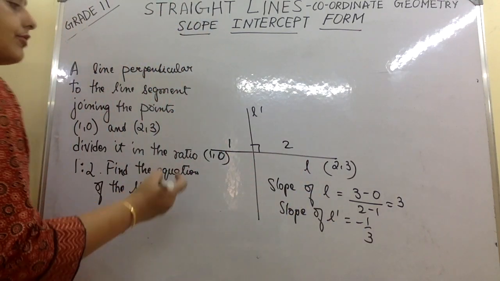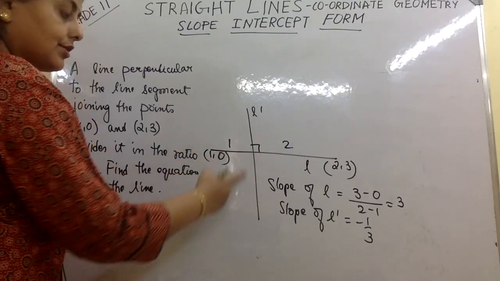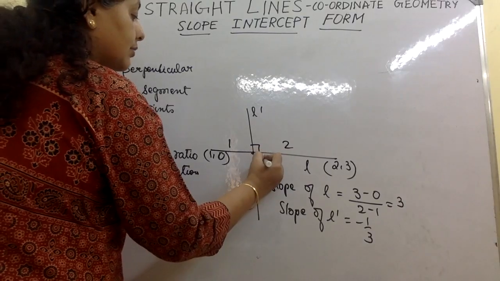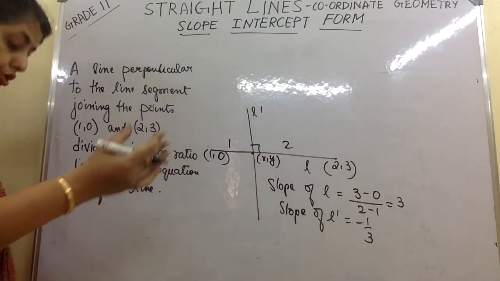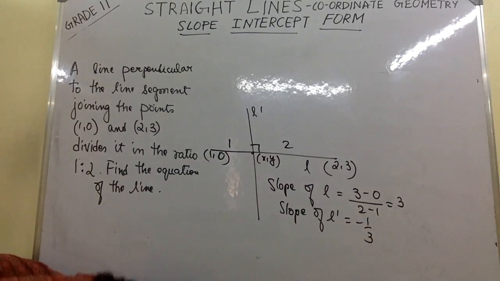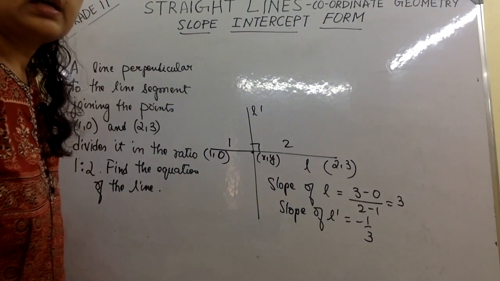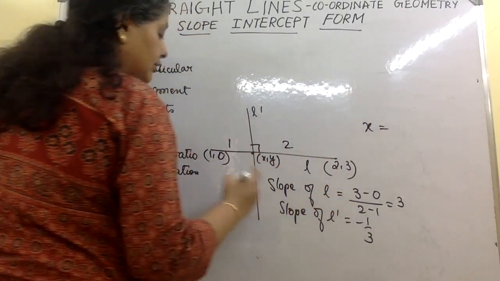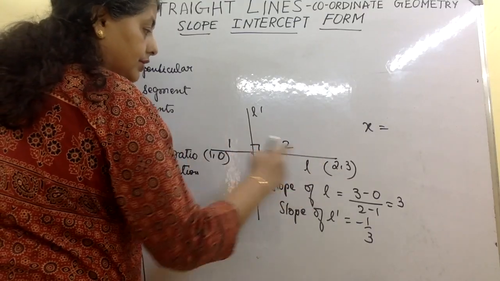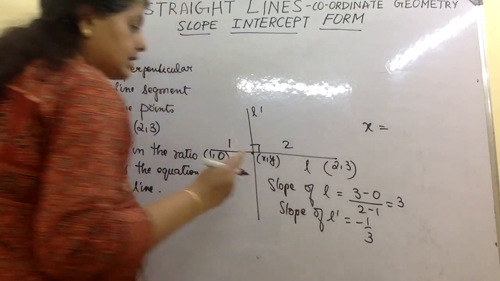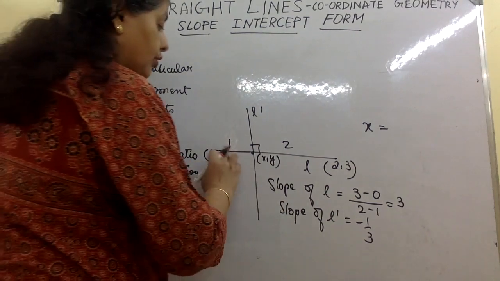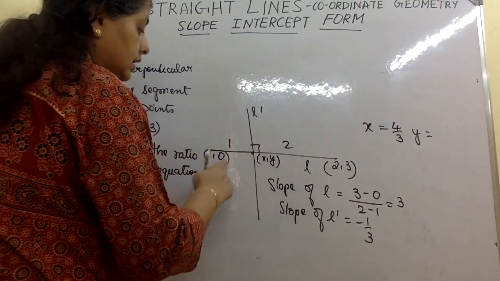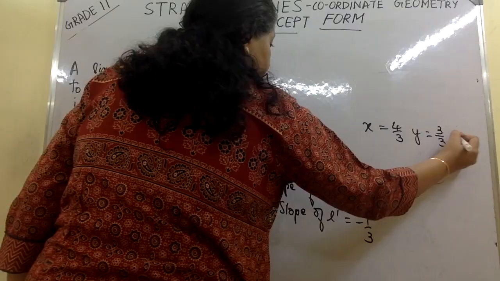Now we don't know any point on this, so we are not able to find c. So we are going to get this point. Let it be x comma y. We'll use the section formula to find this point. So x is equal to 2 into 1, plus 2 into 1, over 3. So x is equal to 4 by 3. Y is equal to 3 by 3, which is equal to 1.